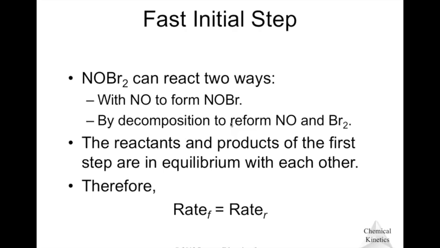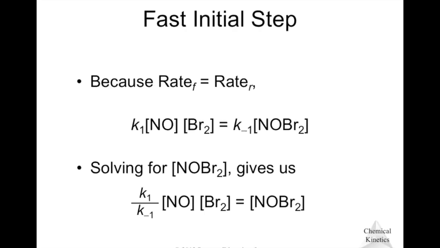And so the reactants and the products of the first step are basically in equilibrium with each other, because the second step is the slow step, and so they're piling up there at that toll plaza. So as some get formed, some are also going to decompose and go back the other way. And so we can say that the forward rate equals the reverse rate in that first step, because it's being held up by that second step.